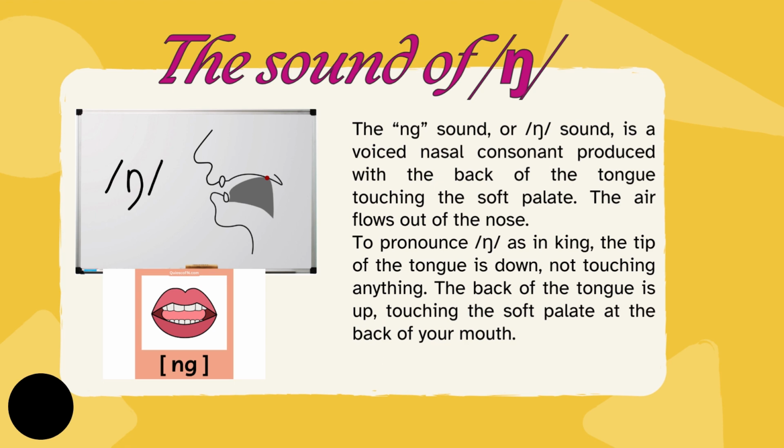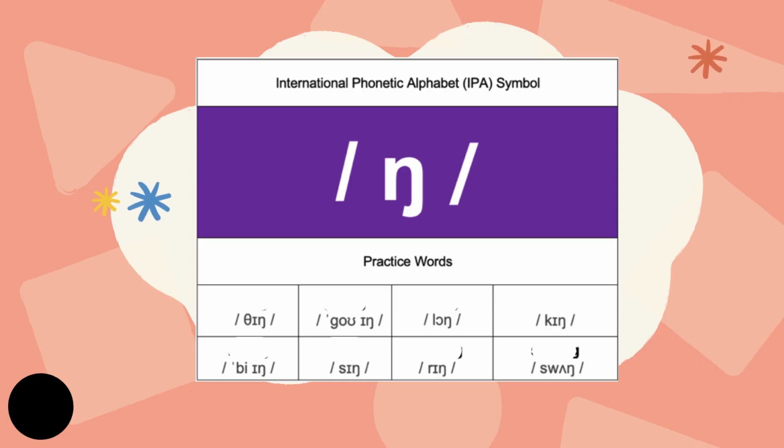For this sound, we also have a chart to practice the following words in the phonetic way. Okay, so let's do it. We have the words think, going, long, king, being, think, drink, swung. Okay, well done.